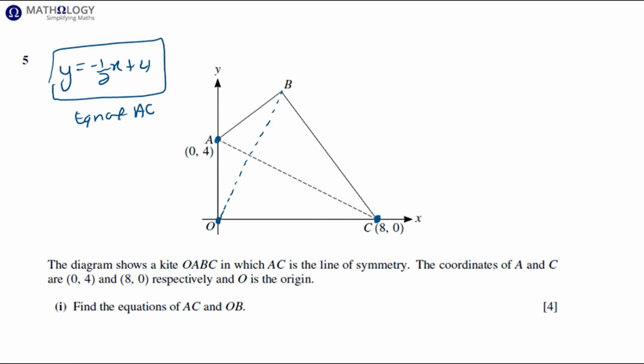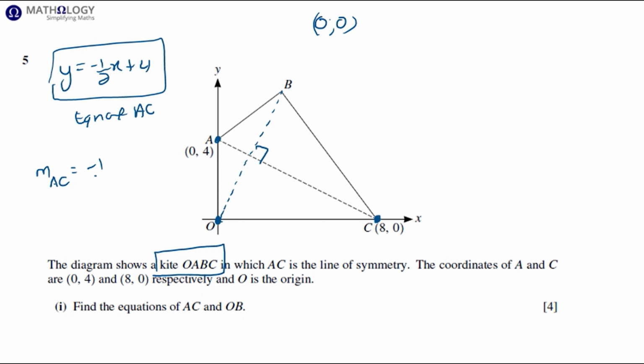O is clearly the only point that we know on that line OB, so we are going to use the point 0, 0. What we need to do now is find the gradient of OB. Now the fact that we were told we have a kite, recall the properties of a kite is that the diagonals cut at 90 degrees.